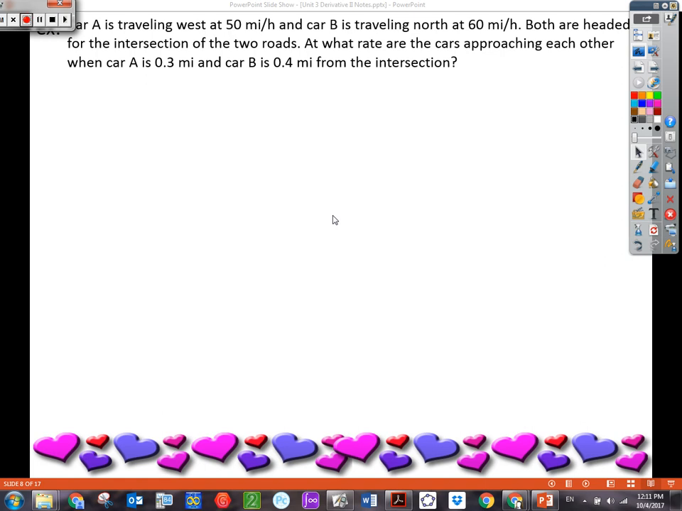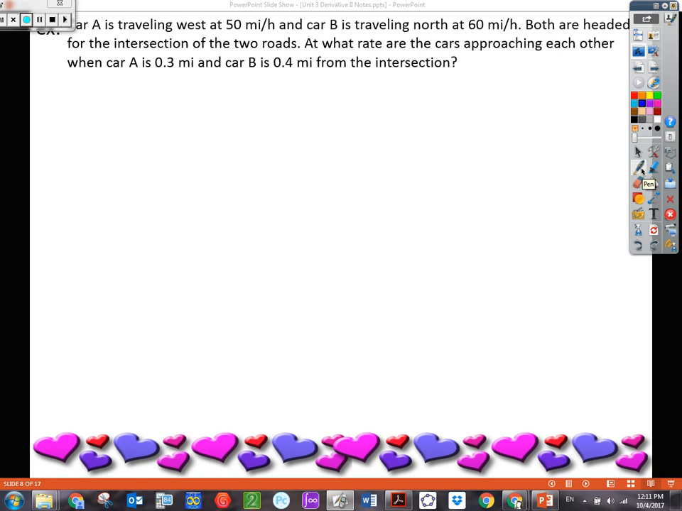So we have car A traveling west at 15 miles per hour and car B traveling north at 60 miles per hour. Both are headed for the intersection of the two roads, and then I stop. I just want to do one or two sentences at a time. What I'm working on now is the setup of the problem. In the setup, you're going to earn a point if you have all these parts. Typically, a related rates problem would be a free response problem, not multiple choice, so I would give you a point for the setup. Let's go through what a setup would look like.